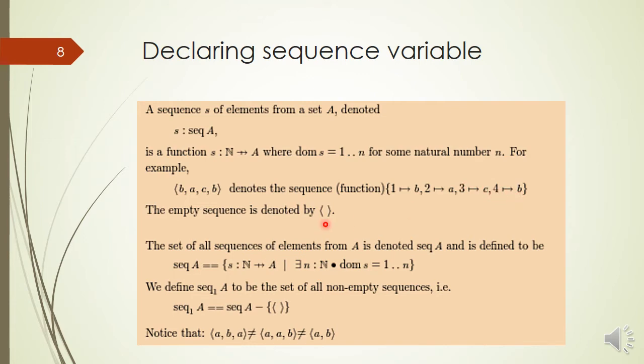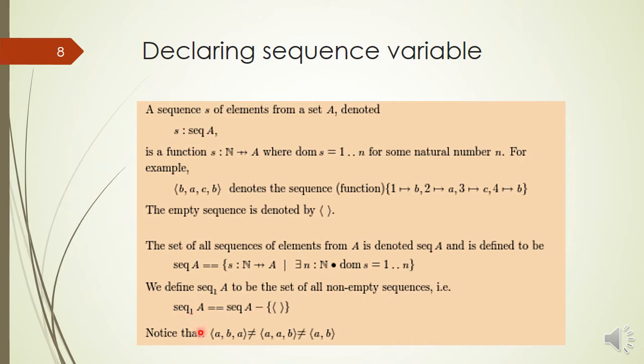And we have already discussed that the empty sequence is represented by angle brackets with no element in them. And if we want to represent the set of all possible sequences without the empty sequence, then we can subtract the empty sequence from the set of all possible sequences, and the set of all possible sequences without the empty sequence is represented by subscript 1.